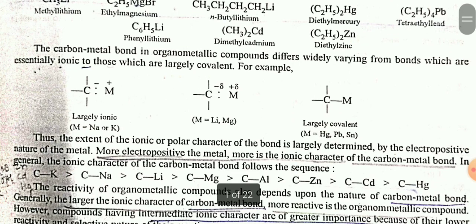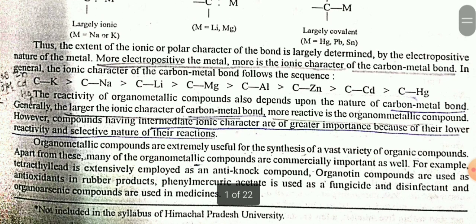The carbon-metal bond in organometallic compounds differs widely, varying from bonds which are essentially ionic to those which are largely covalent. For example, largely ionic: C negative, M positive. Thus, the extent of the ionic or polar character of the bond is largely determined by the electropositive nature of the metal. The more electropositive the metal, the more is the ionic character of the carbon-metal bond.